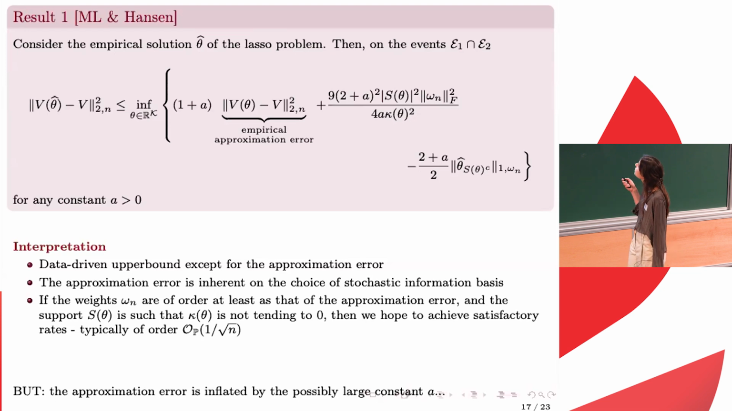Okay? But you see, there is a kind of limitation to this first result, because we pay the price of this 1 plus A, okay? And A can actually be very large, right? So we would like to make this A tend to 0 in order to hope to do as good as we could do in the upper bound of the inequality, okay?